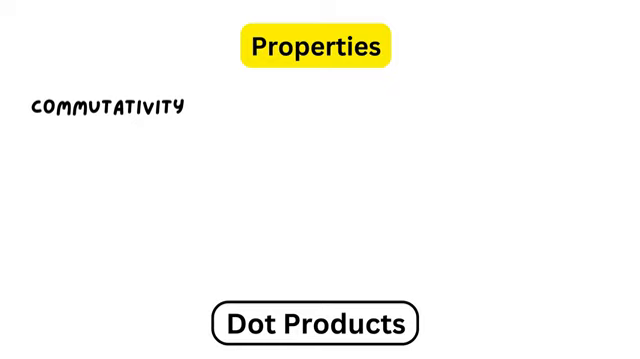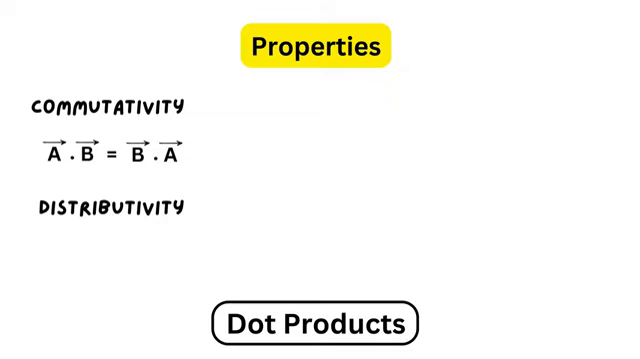The first property is commutativity, which means that the order of multiplication does not matter. If we take two vectors A and B, then A dot B is always the same as B dot A. This is similar to regular multiplication, where 3 times 4 is the same as 4 times 3. The second property is distributivity. Mathematically, A dot (B plus C) is the same as A dot B plus A dot C.